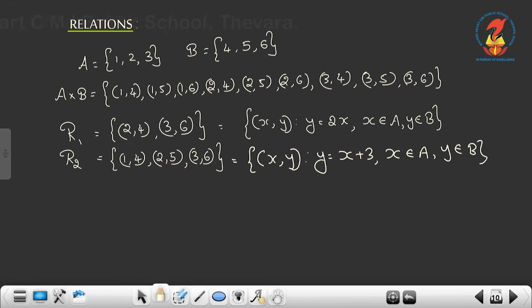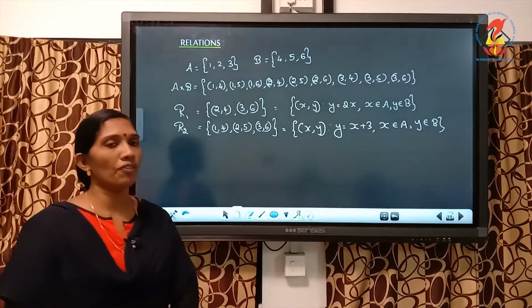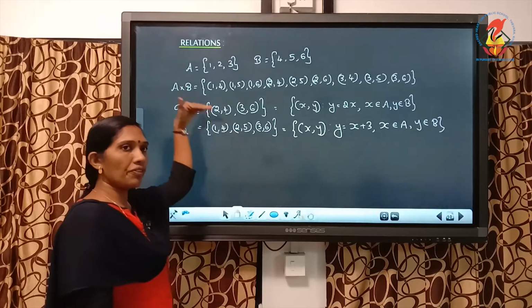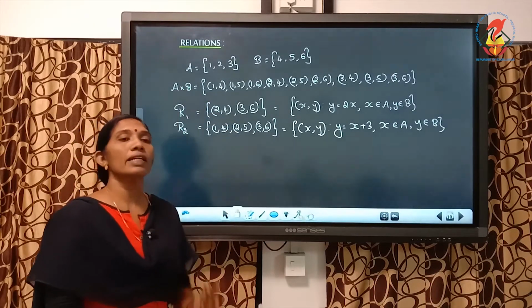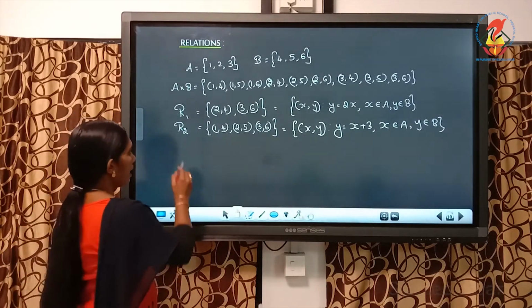So this one is also a relation from where to where? It is from A to B, not from B to A. This is a relation from A to B since it is a subset of A cross B, and there is a relationship between the x and y elements.